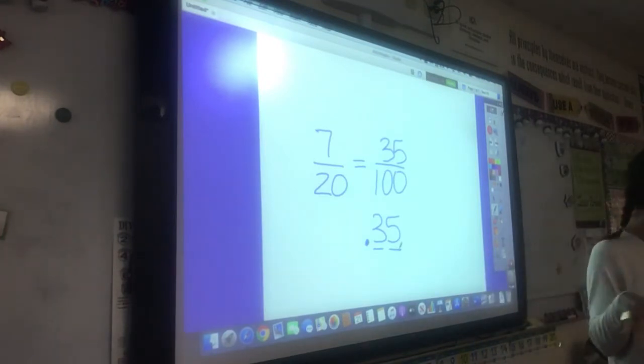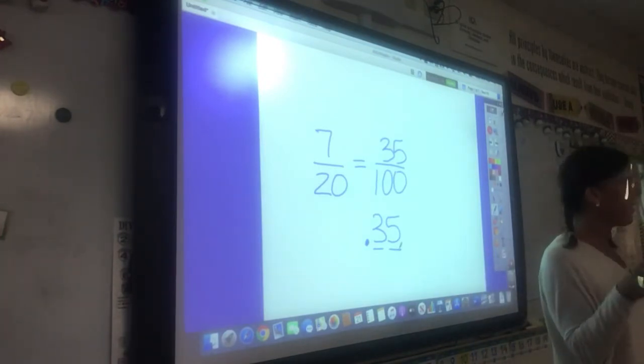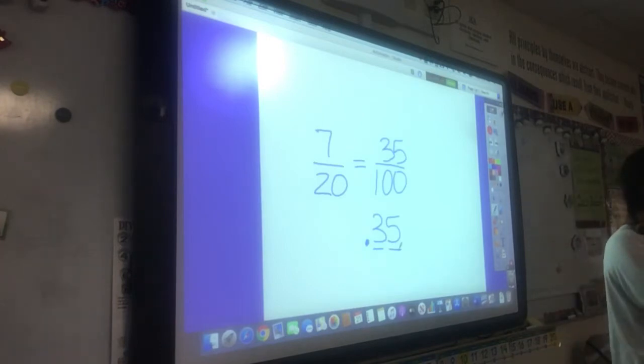So that's all there is to it. You look at the denominator and think, I need to get it to 10 or I need to get it to 100, and then you can switch it to a decimal.